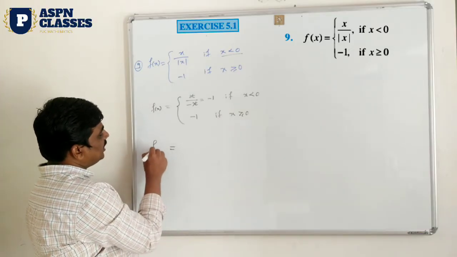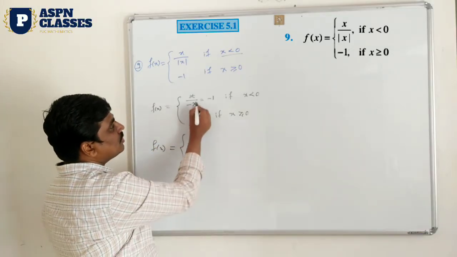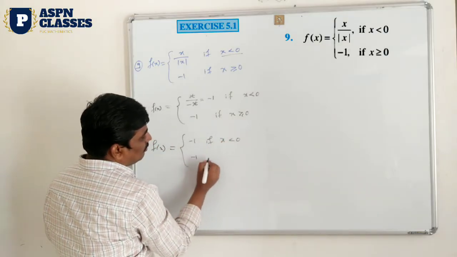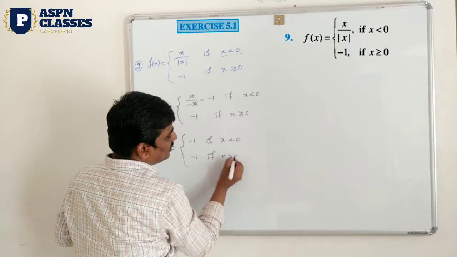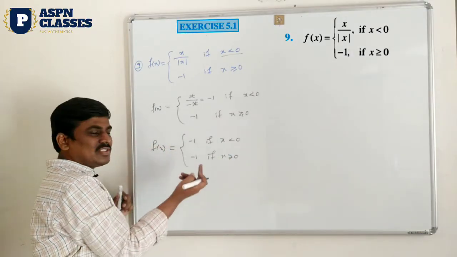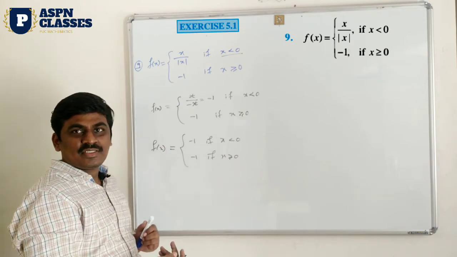What is the final answer? f of x is equal to minus 1 if x is less than 0, and minus 1 if x is greater than 0. Okay, now you have to check the LHL and RHL. Both answers are minus 1 only, no? The function answer is also the same.